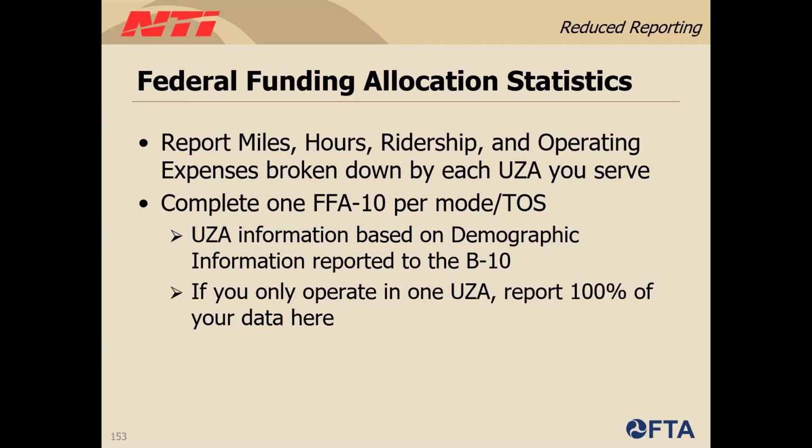If you provide service within one UZA or one non-UZA, you will report all of your service to that area. If you operate in more than one area, you'll report all of the data statistics for that route to the UZA or non-UZA that is primarily served. Or you can allocate the data statistics proportionally to the UZAs and non-UZAs served. For further information on service rules and allocating to different UZAs, please refer to the NTD service rules in our policy manual.